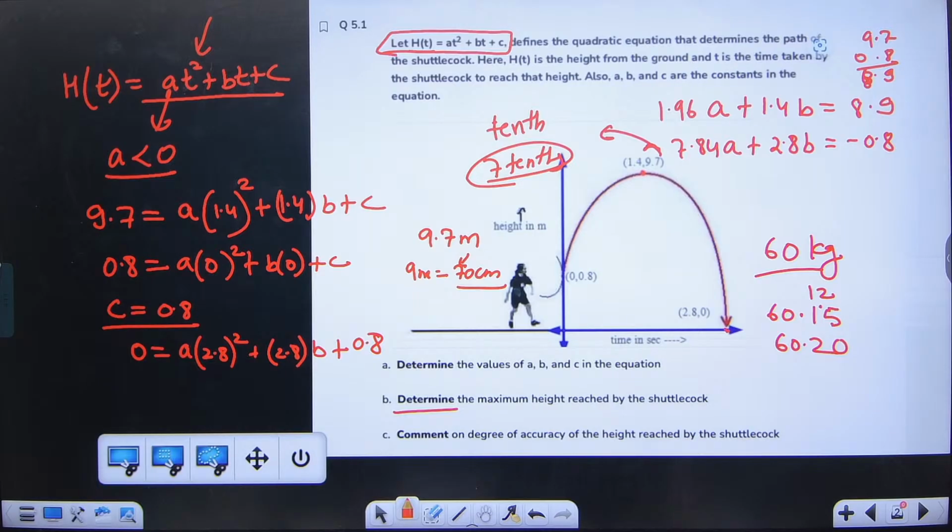Okay, this was the question. We need to find the value of A, B, and C. I am searching if I am doing the right way, or is there any other easier way.